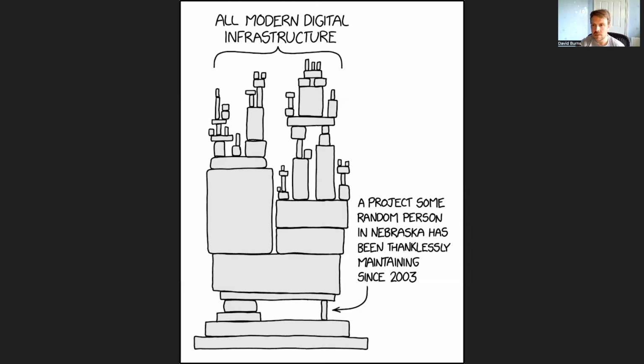So a 0 day means it's a bug that is an attack vector that is in the wild and is being exploited. That's what a 0 day means. Like, it takes 0 days for someone to attack you.